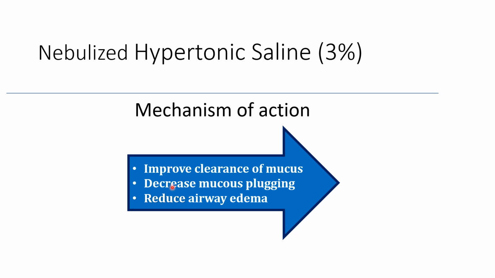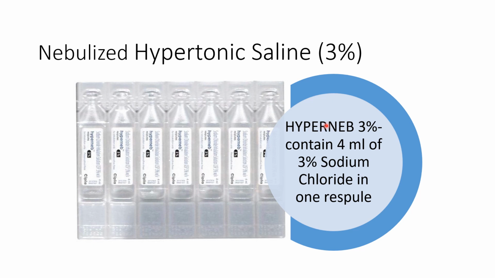It also decreases the mucus plugging because it breaks the bonds within the mucus gel. So it reduces the cross-linking and lowers the viscosity and elasticity of the mucus secretion. So it decreases the plugging of mucus and also reduces the airway edema because of its osmotic effect. Hypertonic saline respule contains 4 ml of 3% sodium chloride.